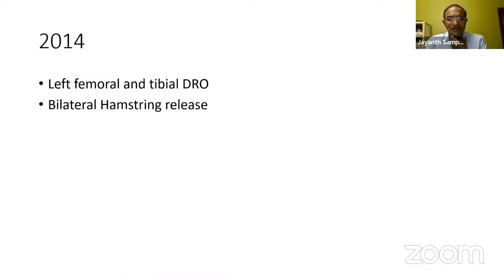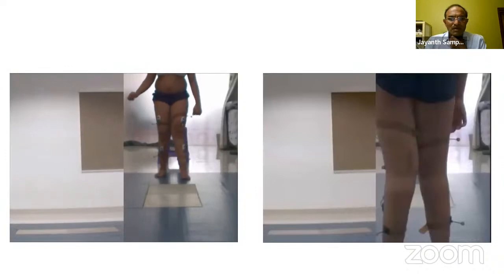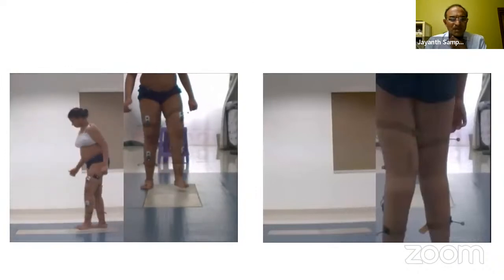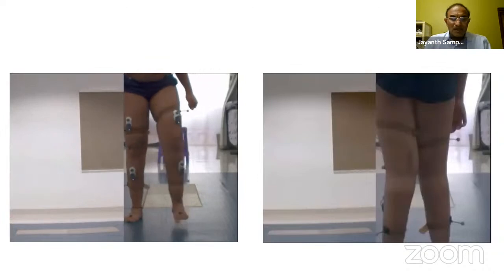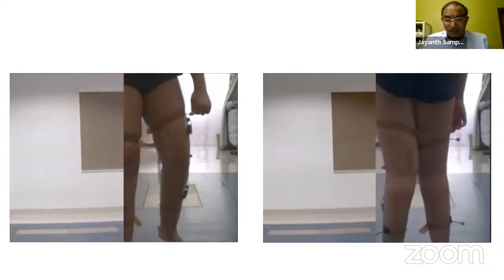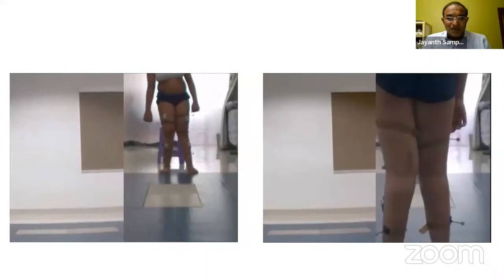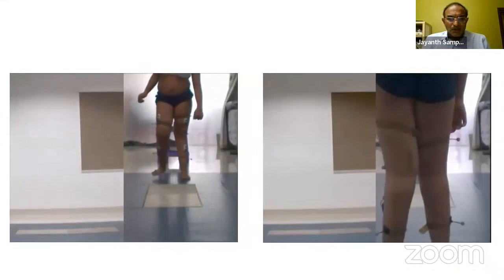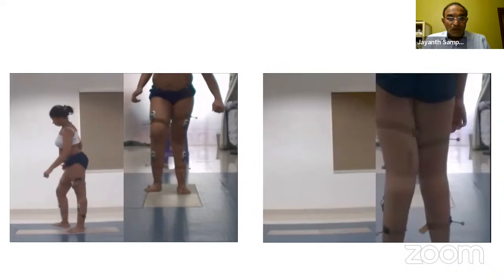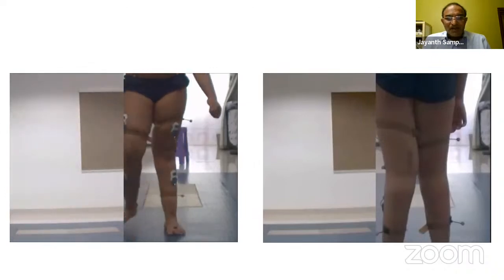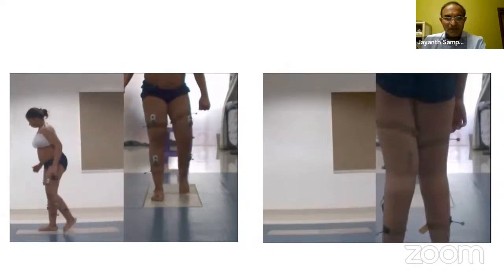So this girl underwent a left femoral and tibial derotational osteotomy and a bilateral hamstring release. And this is her about 4 years after the surgery. In 5 years, 2019, you can see that she's gained a lot of weight as she went through her pubertal growth spurt. She's walking a lot slower. And you can see that I have slightly over-released her left hamstring. This is the time before we were doing hamstring transfers. We were doing conventional hamstring releases.